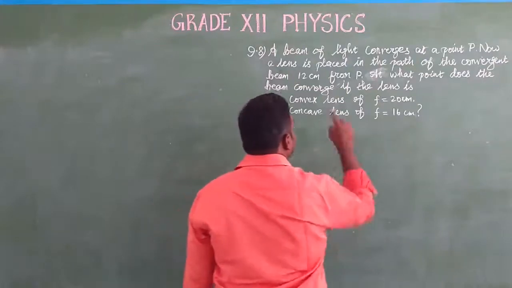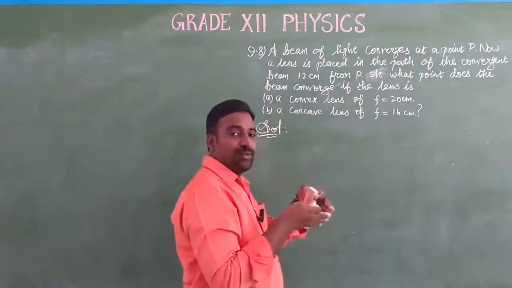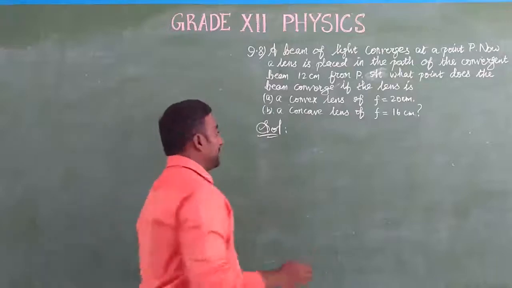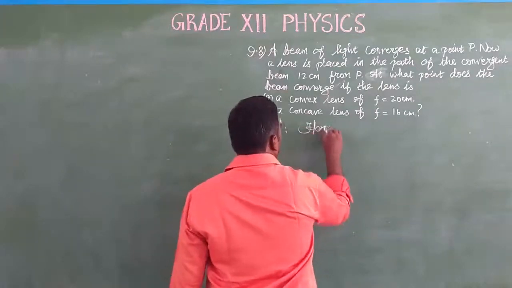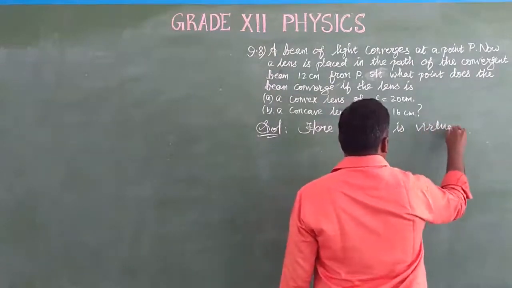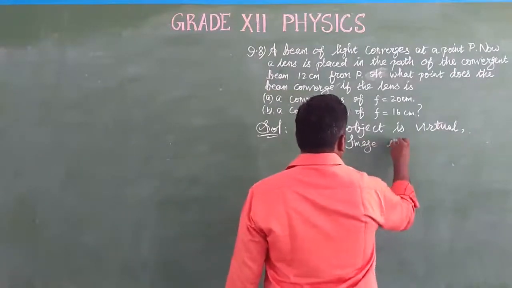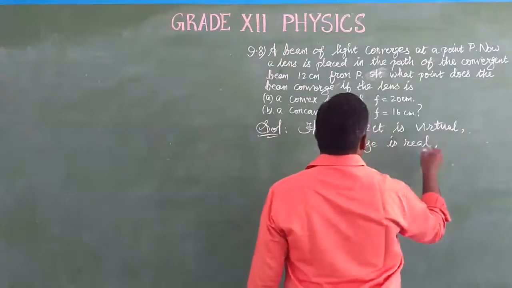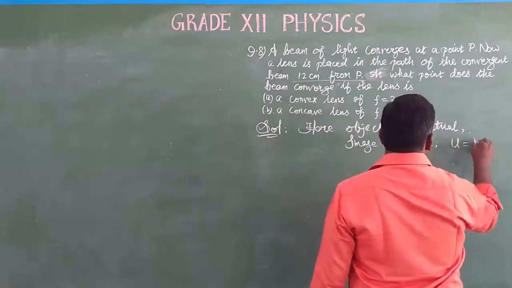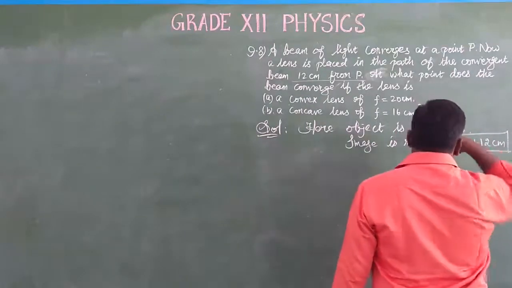So the solution here: the object is virtual, but the rays are meeting at a point P. So the image is real, because a real image is formed by a convergent beam. It's a very important point. The object is virtual, whereas the image is real. Therefore, the object distance u is equal to plus 12 centimeter. This is the object distance, and it does not change.